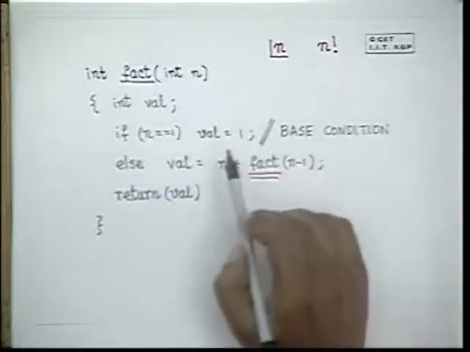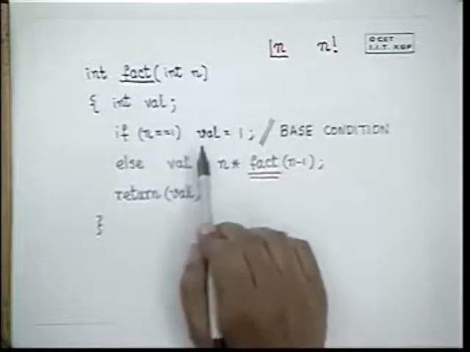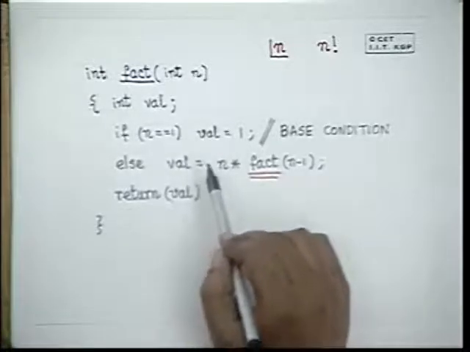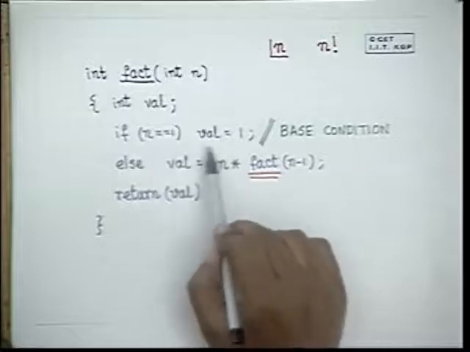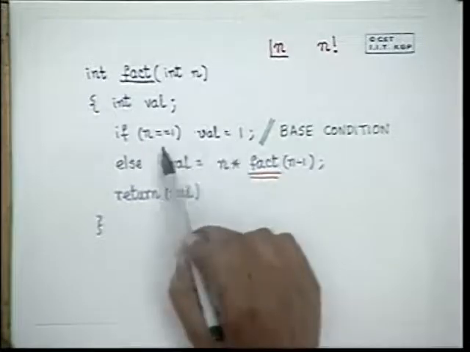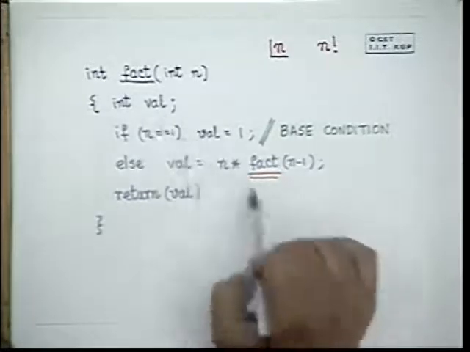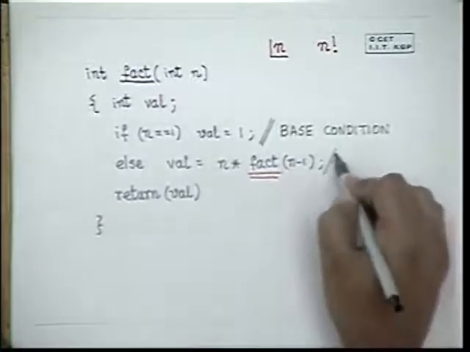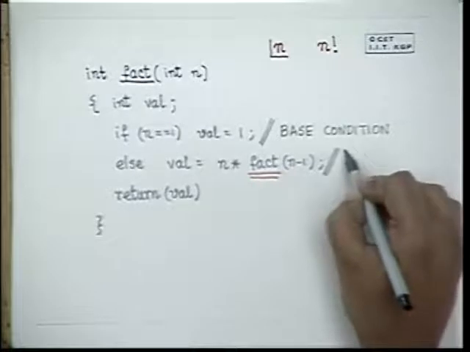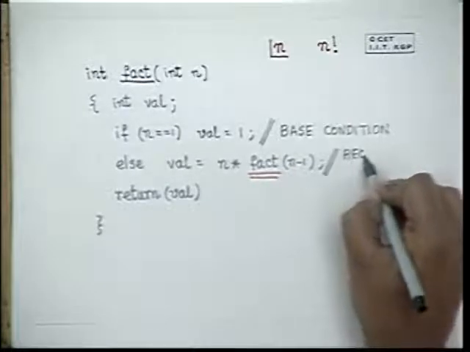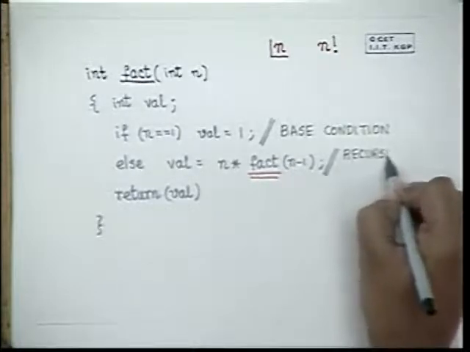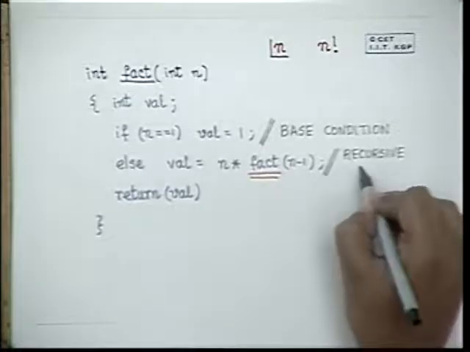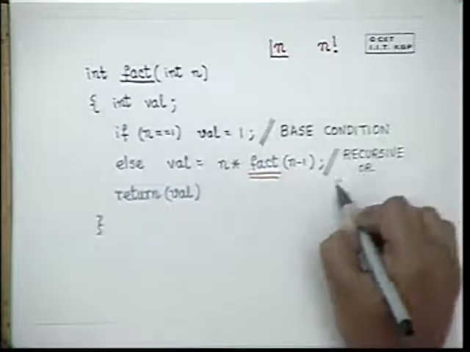Because in an inductive definition, if you do not have a basis, this inductive definition will not be valid. So you must have a basis condition. This is also called the recursion breaking rule when you look at it from a recursive point of view. And this is called the recursive or inductive condition.